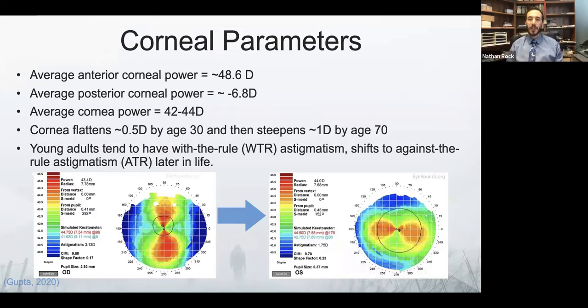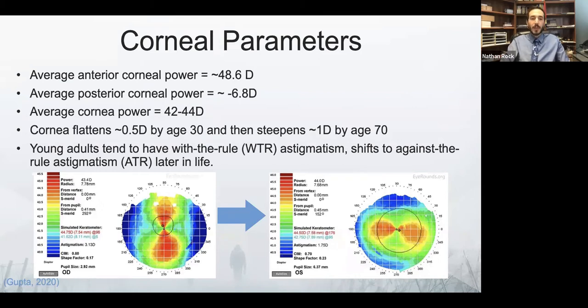Just in general, a quick review of corneal anatomy. The average anterior corneal power is somewhere in the neighborhood of 48. The average posterior corneal power is in the neighborhood of -7. So essentially that gets subtracted. The majority of the posterior corneal power, not all of it, but a portion of it, and results in an average cornea curvature or power around 42 to 44.